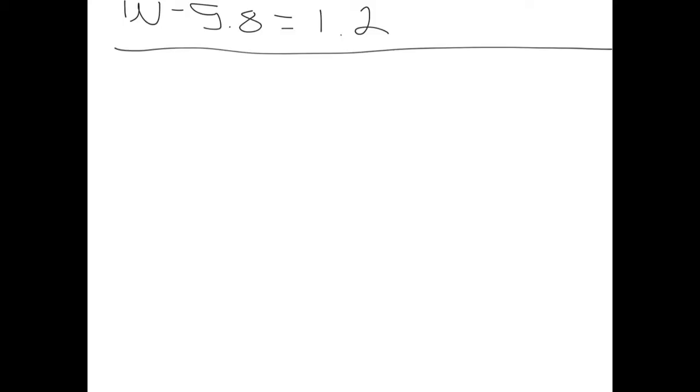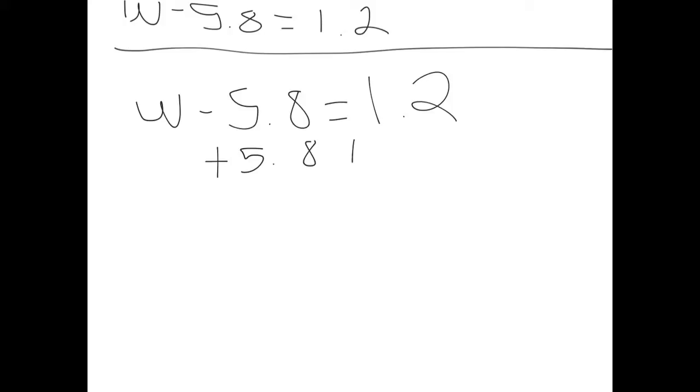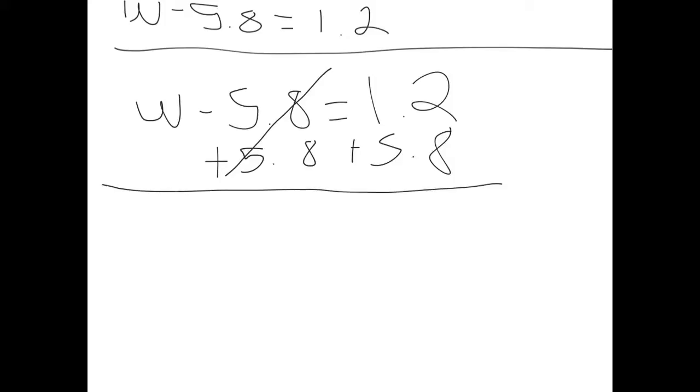Let's solve this equation. W minus 5.8 equals 1.2. We must solve for W. We must add 5.8 to each side. 5.8 and 5.8 cancel out. 1.2 plus 5.8 equals 7. W equals 7.